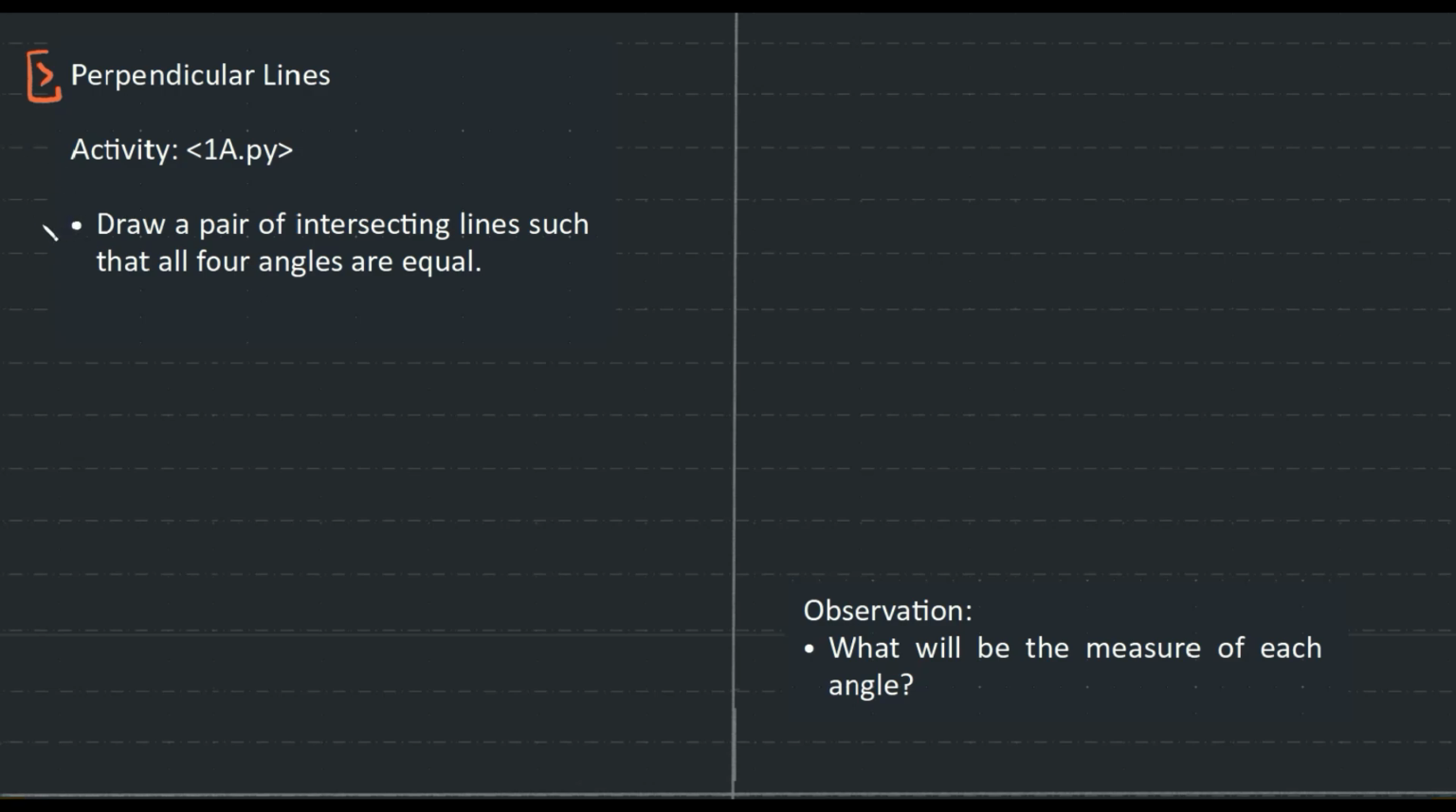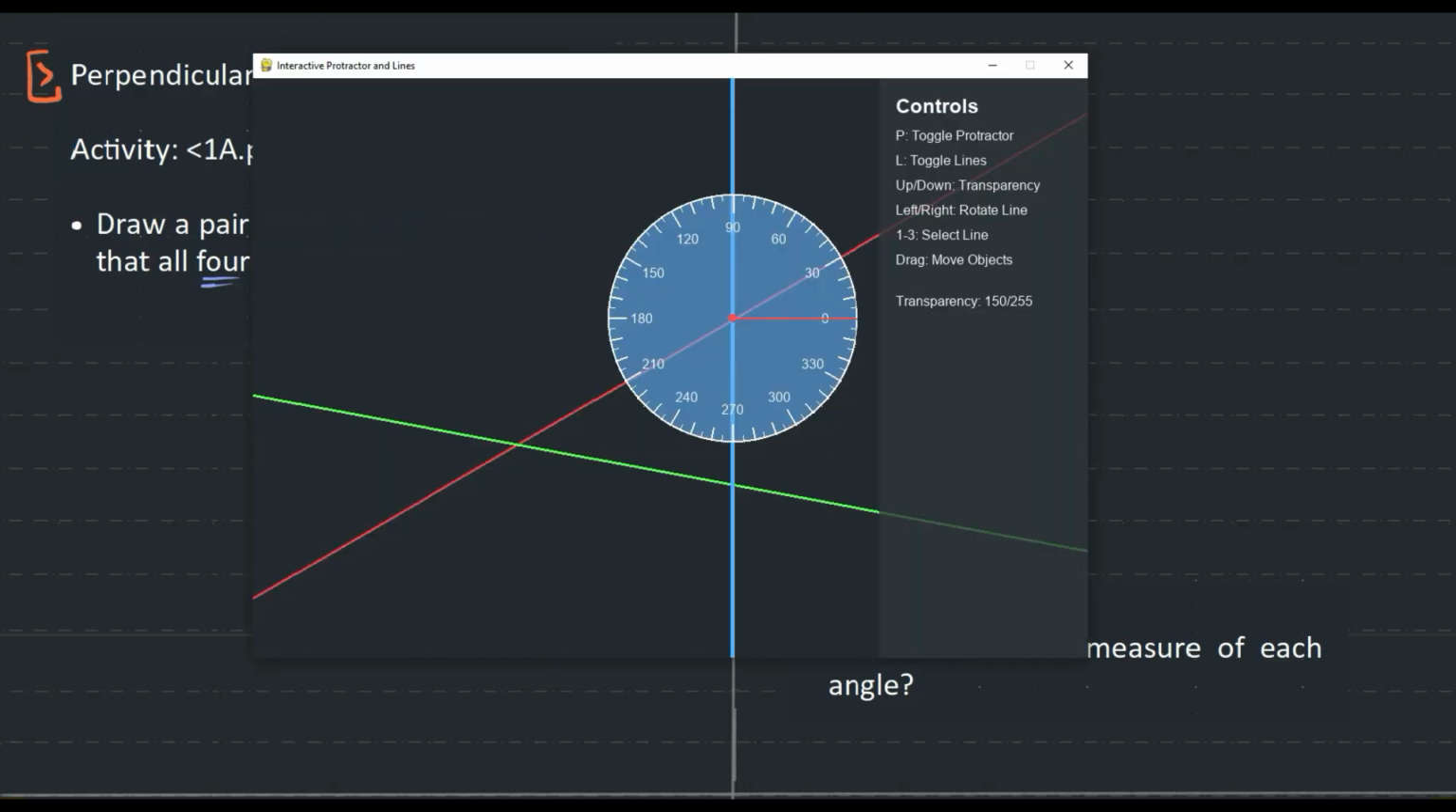So let's start with an activity. We need to draw a pair of intersecting lines such that all four angles are equal. So we got to see different scenarios. In this case, it was 30 and 120. So that is the scenario.